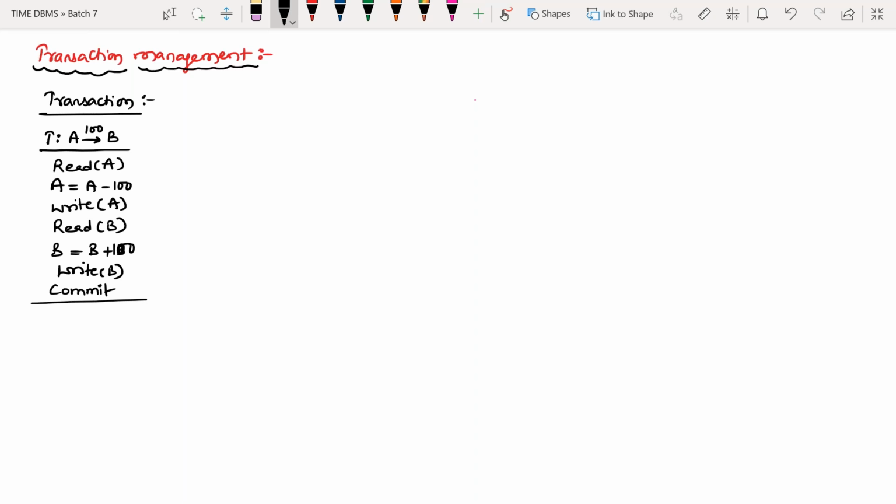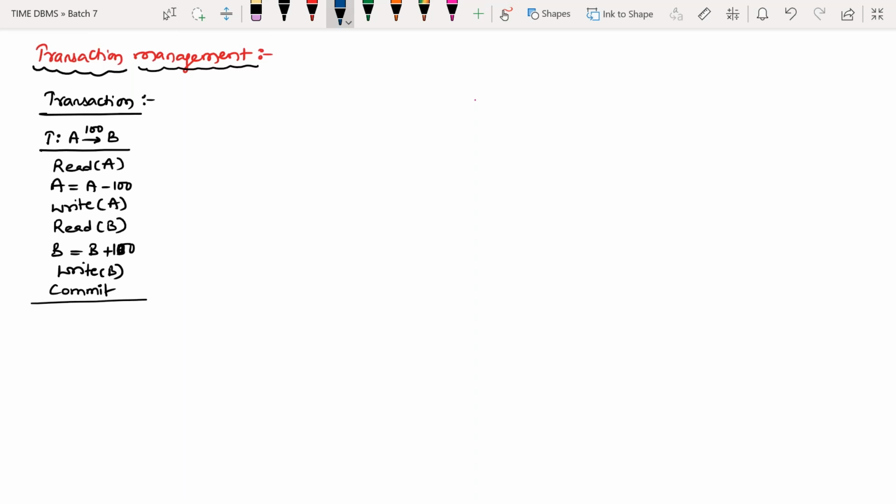Now, see, this is a collection of operations. All these operations are executed together, performing one particular task: the task of transferring 100 from account A to account B. This entire process, which is a collection of operations, is called one transaction.